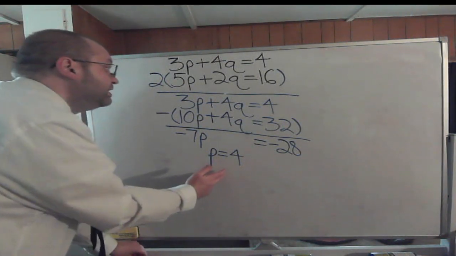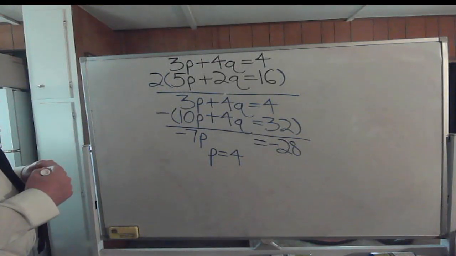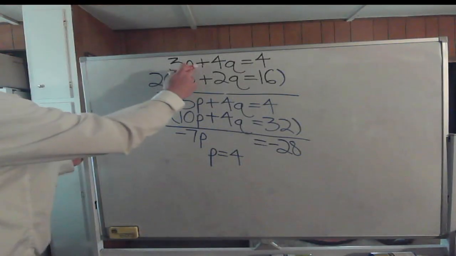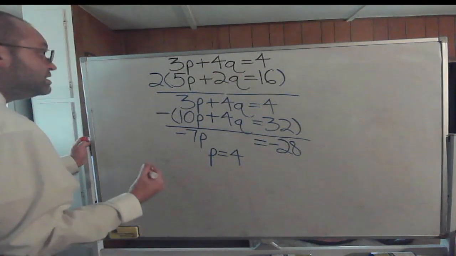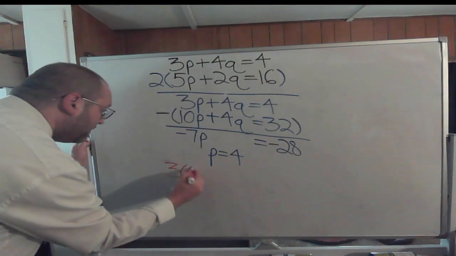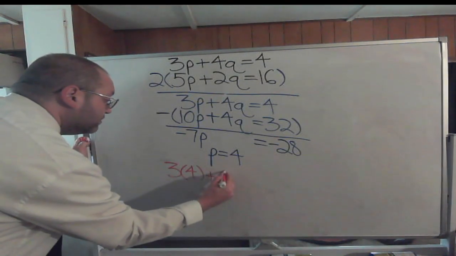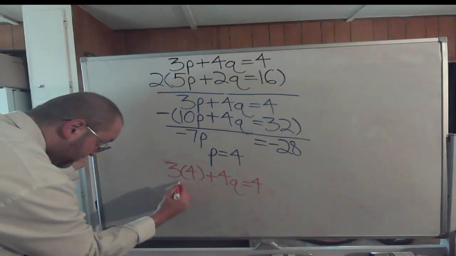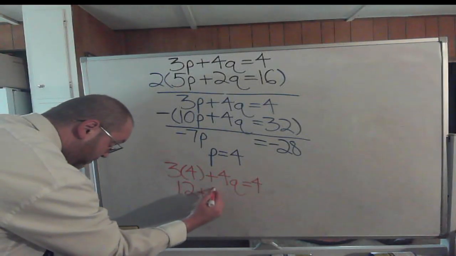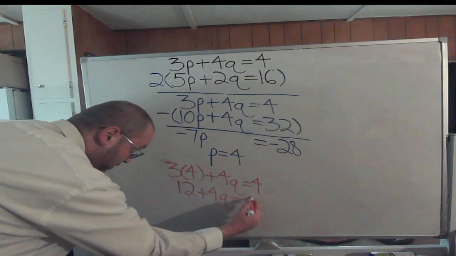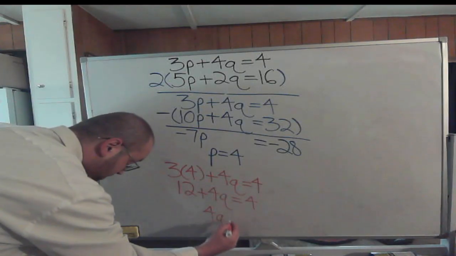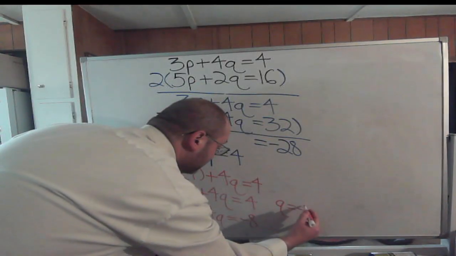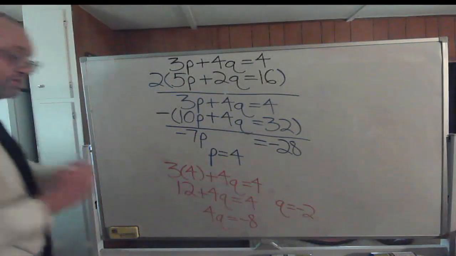So we found p. Let's find q now. So take the p, put it into one of these equations, and solve for q. I'm going to pick 3p plus 4q equals 4. So we'll do 3 times 4 plus 4q. We're going to set that equal to 4. So then 3 times 4, that's 12 plus 4q. That's going to equal 4, which means 4q is going to equal negative 8, which means q equals negative 2. So the q value of the coordinate of our solution is negative 2.